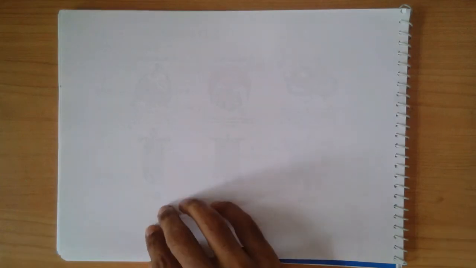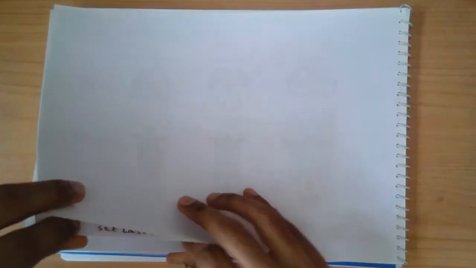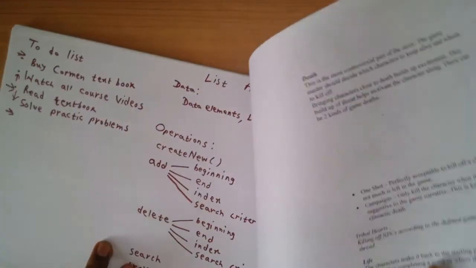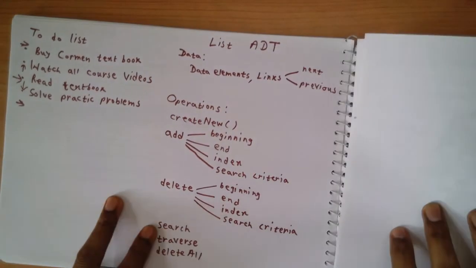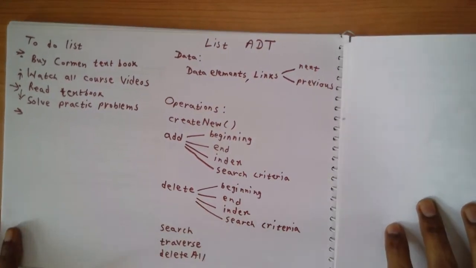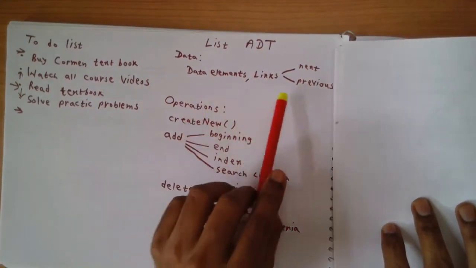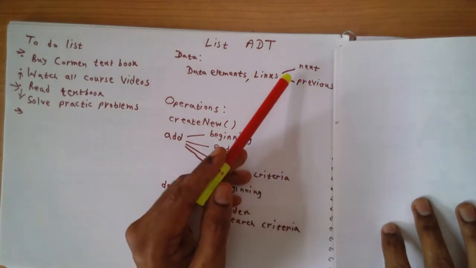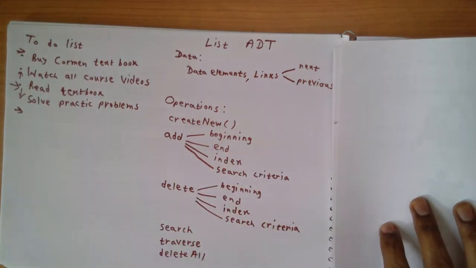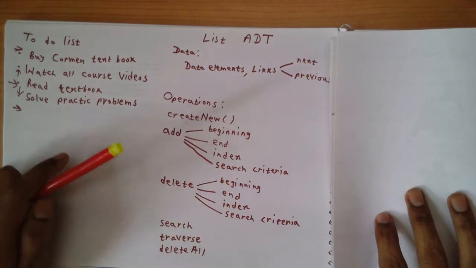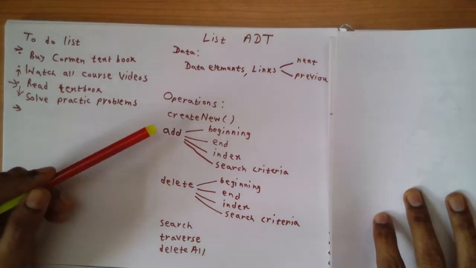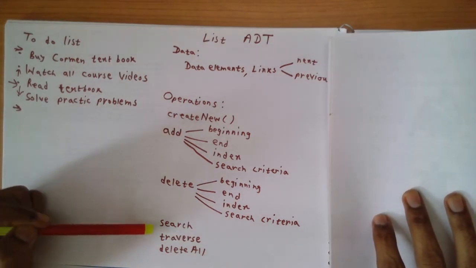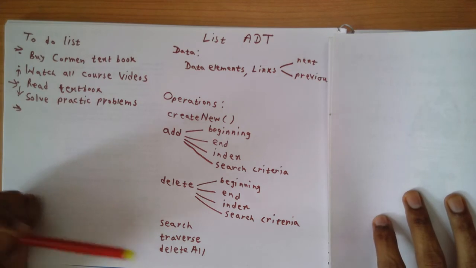So in the last few videos, we were talking about singly linked list. If you remember, a few videos back, we defined list as an abstract data type. It was storing data elements and there were links. There could be one, there could be multiple links. And then we talked about operations on the list. We can create a new list, add element, delete element, search, traverse, and then delete all.